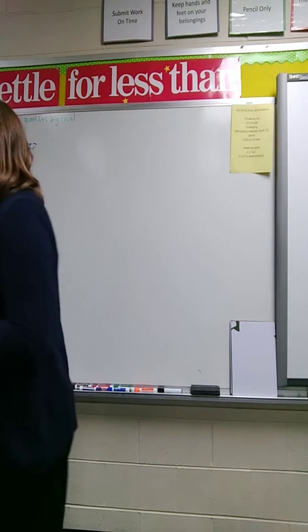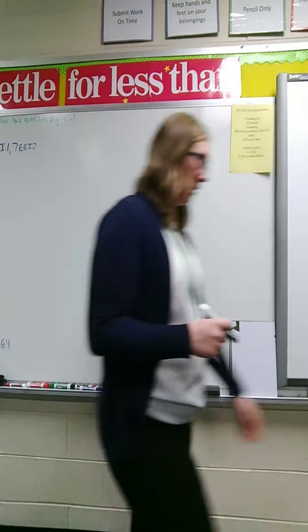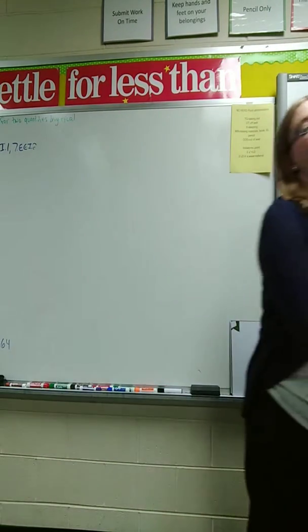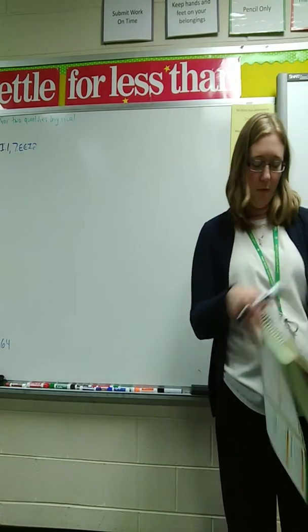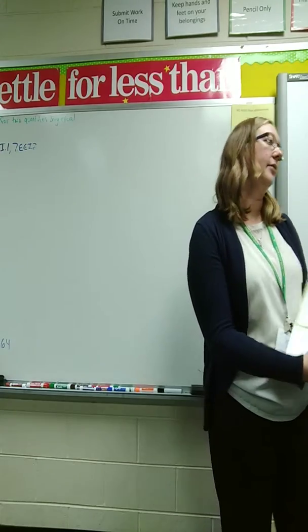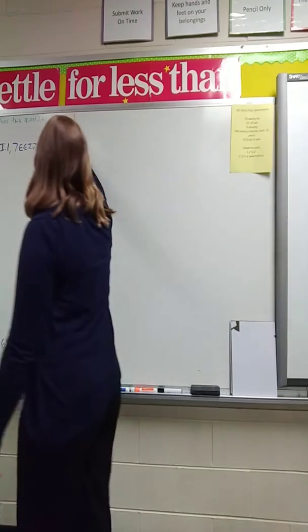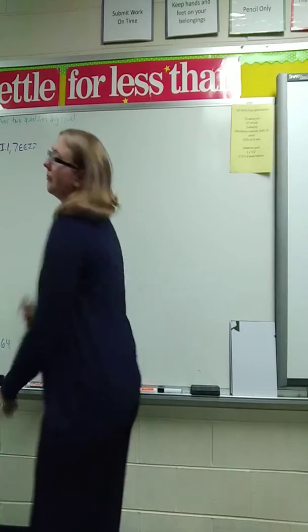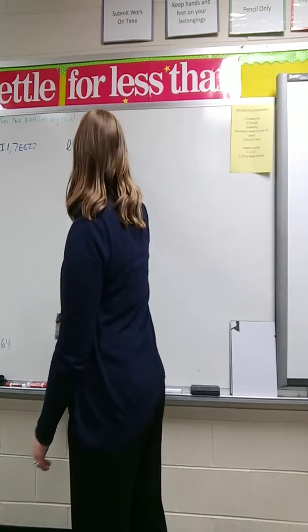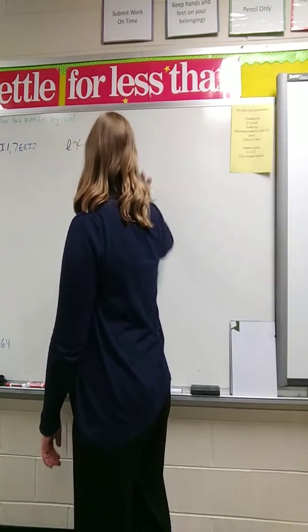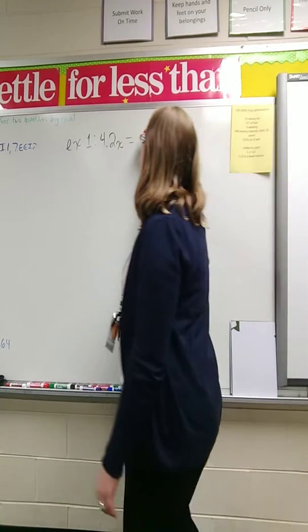Okay? So if we look at example 1 on the wrong page, sorry about that. If we look at example 1 on page 325, we have 4.2x being equal to negative 52 and a half.